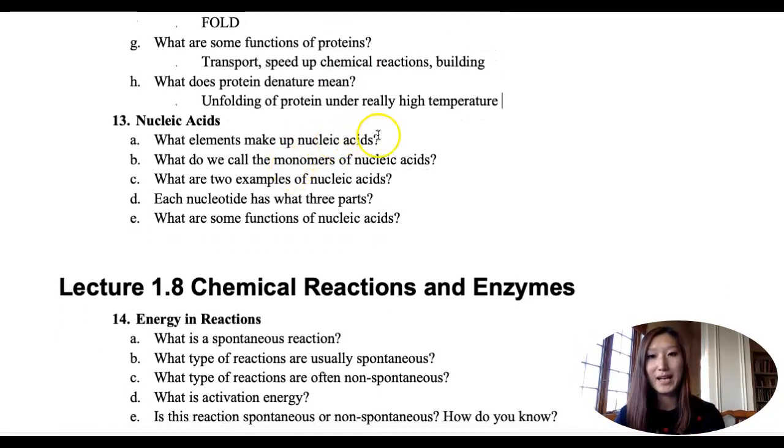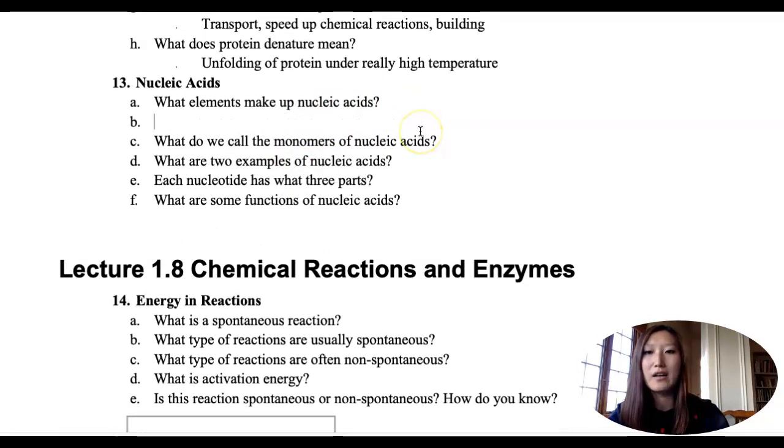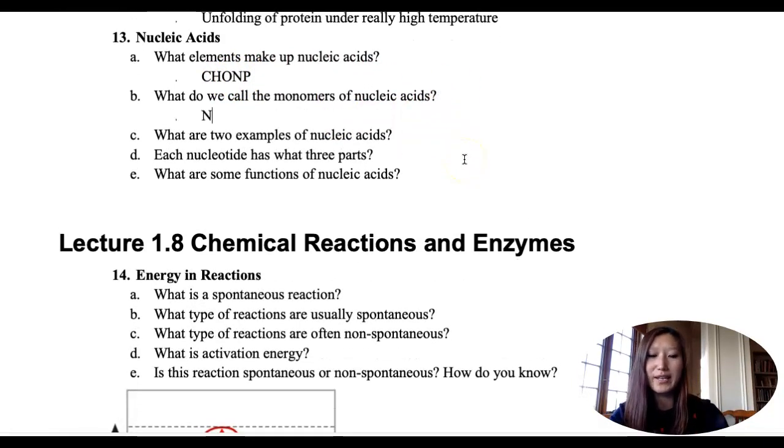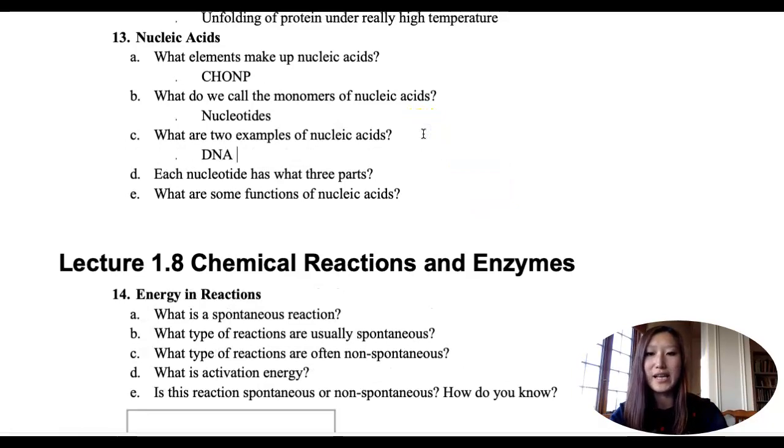Moving on to nucleic acid. So nucleic acid has CHOMP, so carbon, hydrogen, oxygen, nitrogen, and phosphorus. What do we call the monomers of nucleic acid? Those are called nucleotides. Examples of nucleic acids, the ones that you have to know, are DNA and RNA.